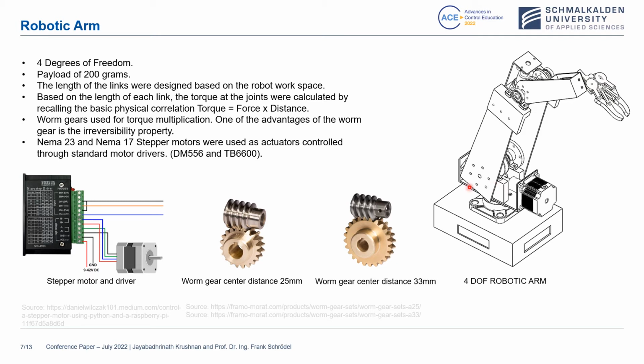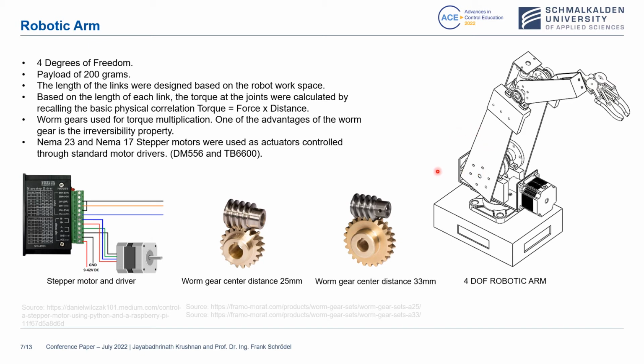One of the advantages of the worm gears is its irreversibility property. That is, this worm gear setup rotates only when the worm is rotated and it does not rotate when the worm wheel is rotated. This in turn helps us save energy because the robot need not be powered when it has to stay in a position. Let's look at the educational aspects of this robotic arm in the mechatronic aspect.